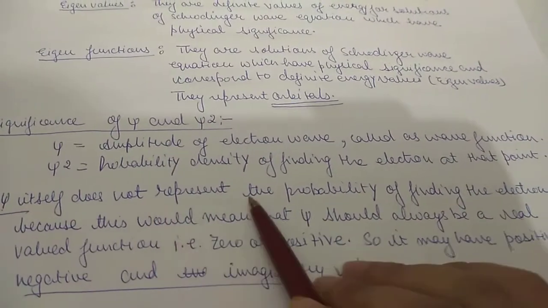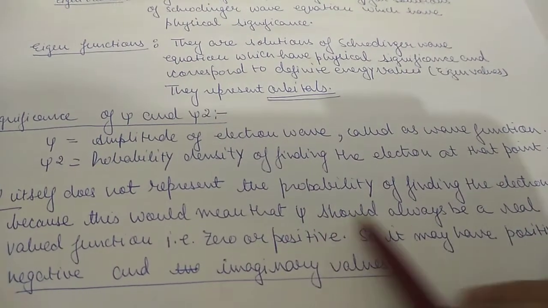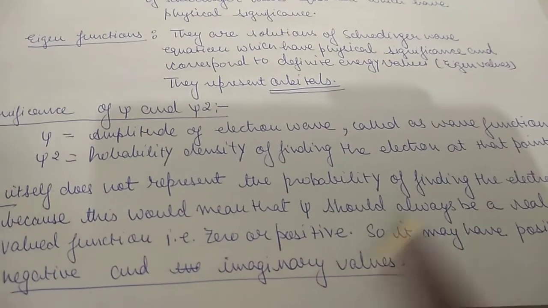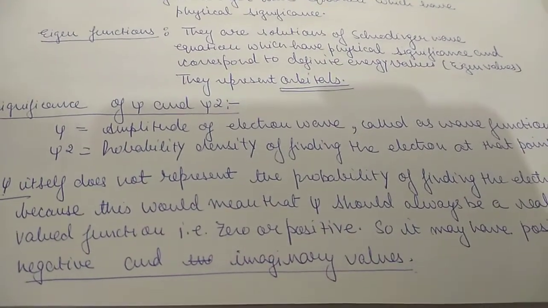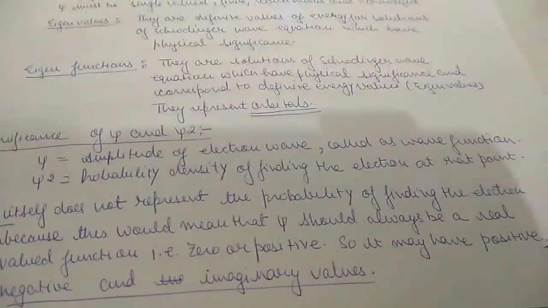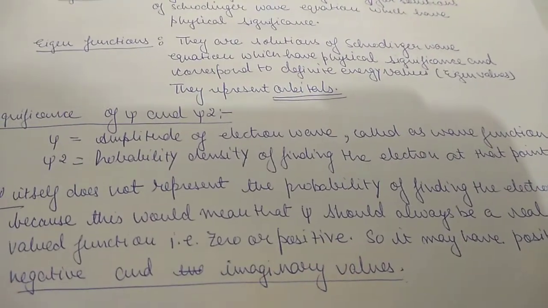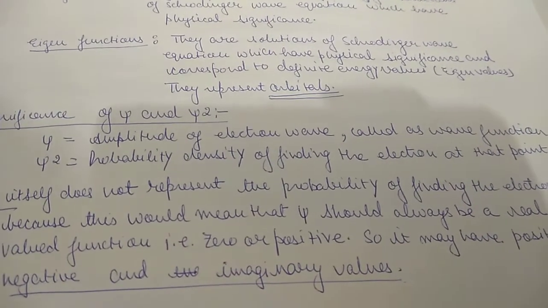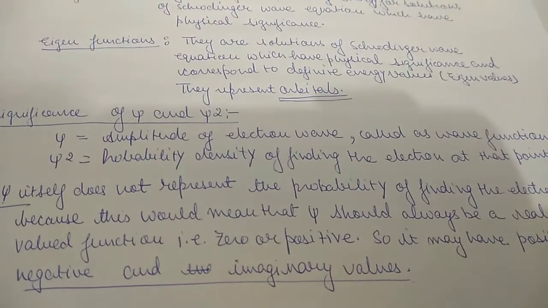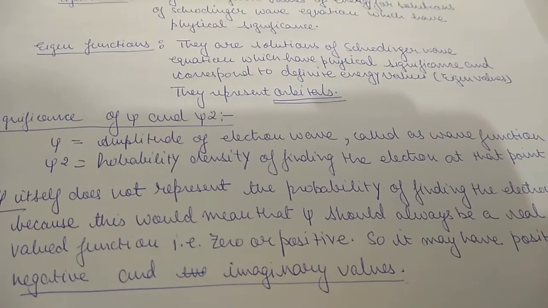Psi itself does not represent probability of finding the electron because this would mean that psi should always be real valued function, 0 or positive. Because अगर हम probability निकालें किसी चीज की तो वो हमेशा या तो 0 होगी, मतलब आपकी कोई भी probability नहीं है किसी इलेक्ट्रॉन को फाइंड आउट करने की. दूसरा हो सकता है कि वो पॉजिटिव है. Either the value will be positive means yes, there is probability of finding the electron at the particular point, or 0 means there is no probability of finding the electron at a particular point.